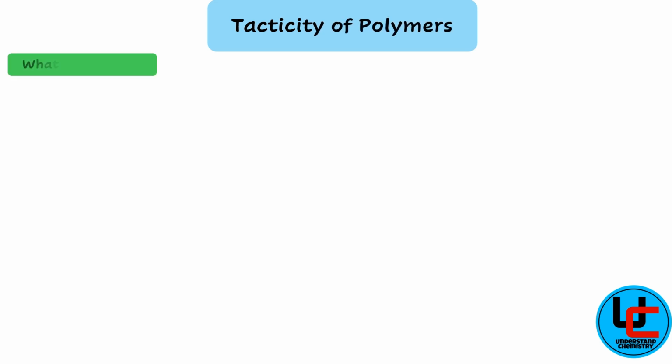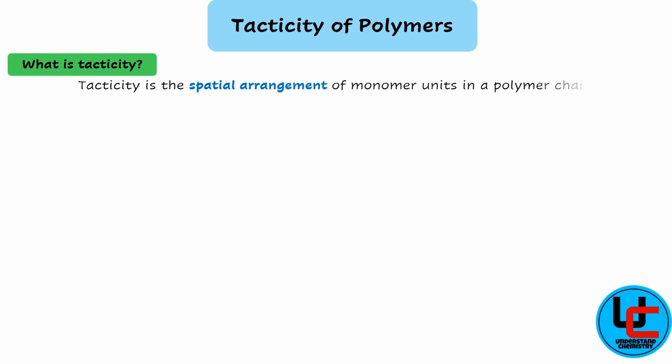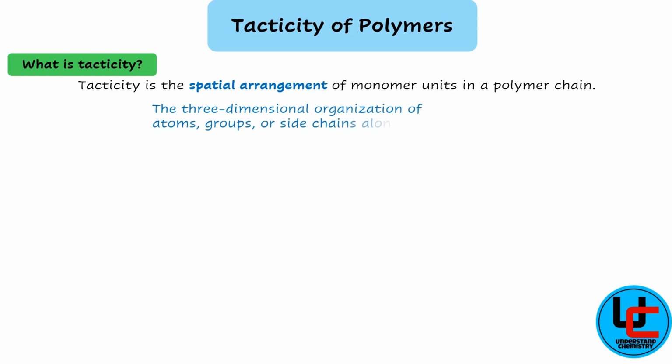In this video, I will talk about the tacticity of polymers. So, what is tacticity? Tacticity is the spatial arrangement of monomer units in a polymer chain. Spatial arrangement means the three-dimensional organization of atoms, groups, or side chains along the polymer backbone.